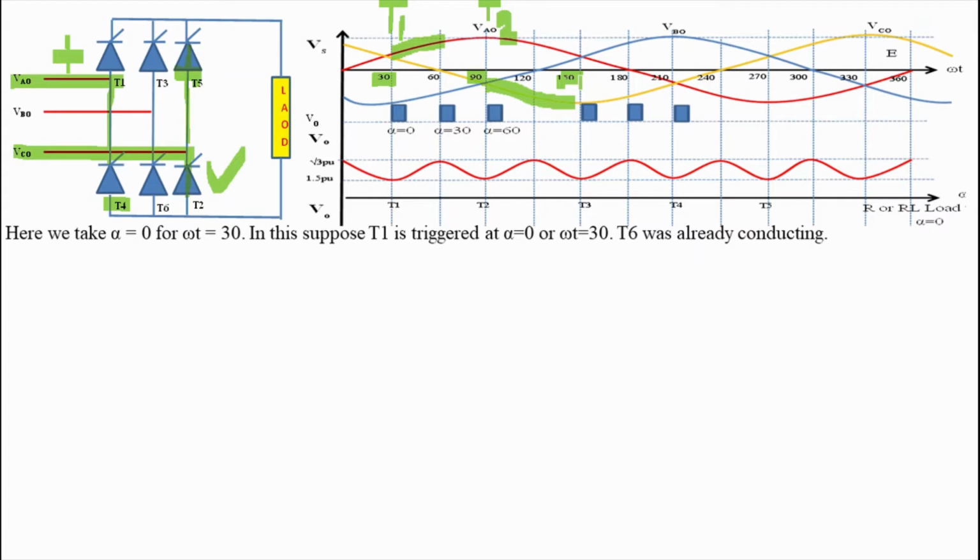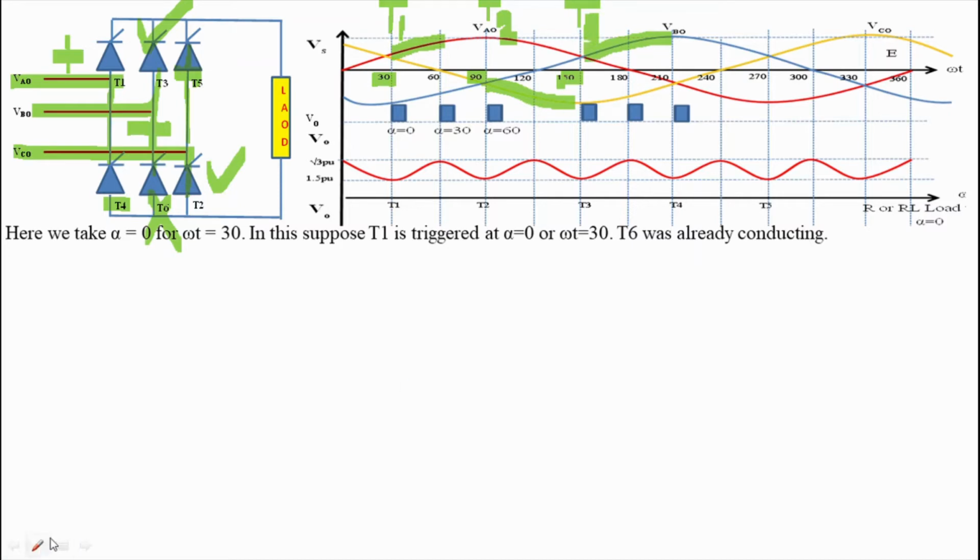Now at omega t equals 150 degree, we can see that after omega t equals 150 degree, VB0 becomes the most positive waveform. And this VB0 is applied to the anode of thyristor T3 and the cathode of thyristor T6. So when this positive potential reaches the anode of thyristor T3, it will make thyristor T3 forward biased and T6 reverse biased. So at this point we will trigger only the forward-biased thyristor T3. So at omega t equals 150 degree, we will trigger thyristor T3.